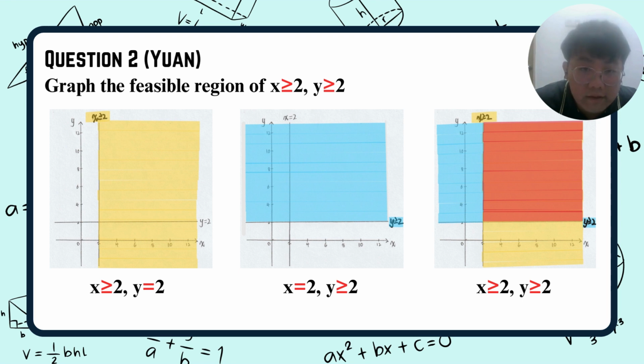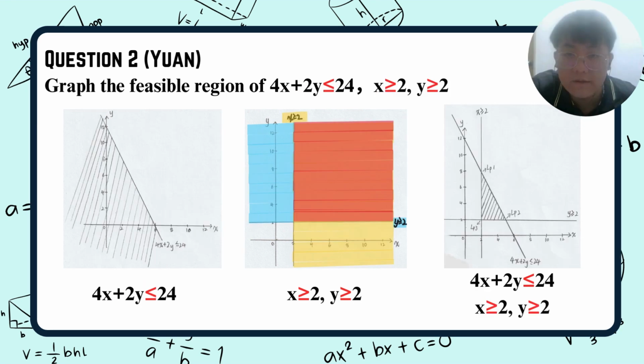So we combine them, and we can get the feasible region of these two, which is the red one where they overlap. Then we need to find the final graph, using the first graph and the second graph to combine and find the overlapping region, so that we can get the final graph as the third graph that I provided.